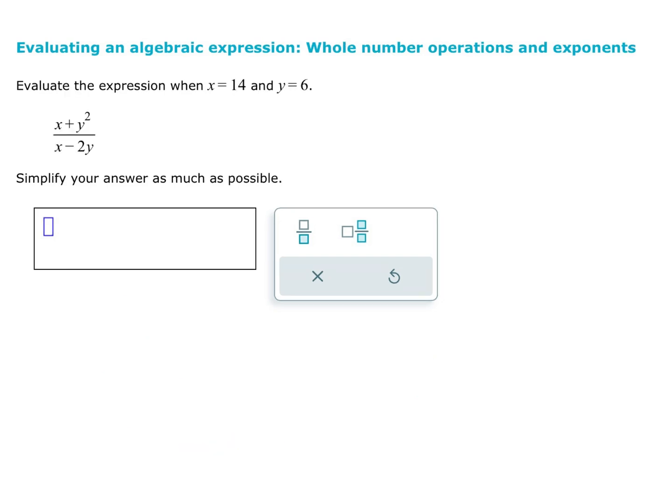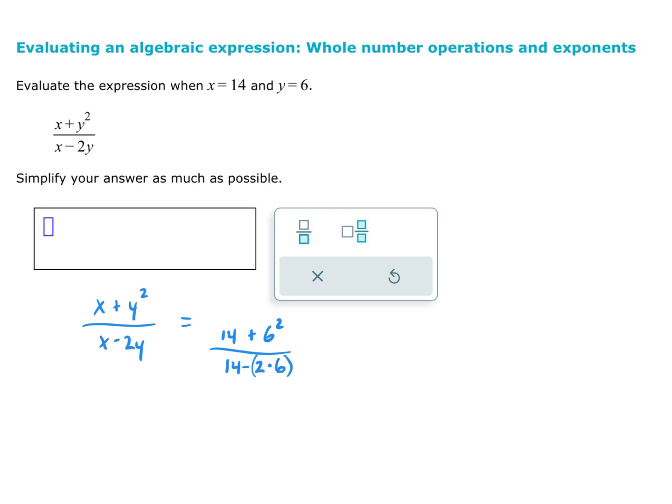All right, this one looks a little bit more complicated, but let's just take it one step at a time. Okay, so here's our expression, and x is equal to 14. So I'm going to start plugging that in, plus y squared, so that means 6 squared. I could write that out as 6 times 6, or I can just leave it like it is. And then we have 14 minus 2y, so that means 2 times y, so 2 times 6.